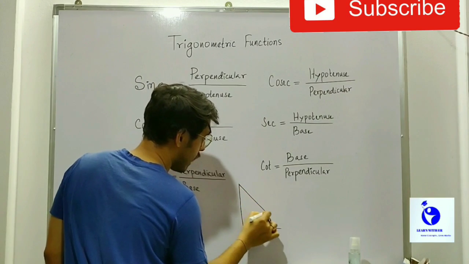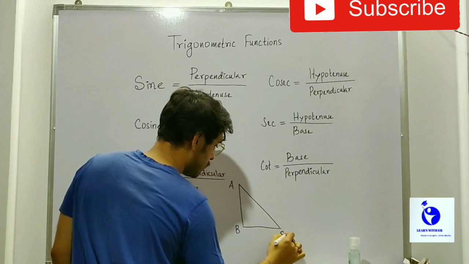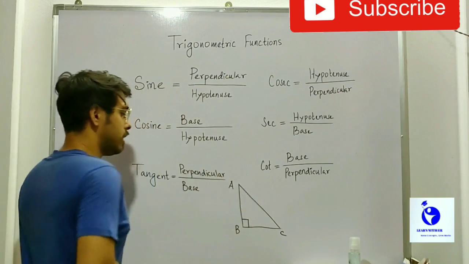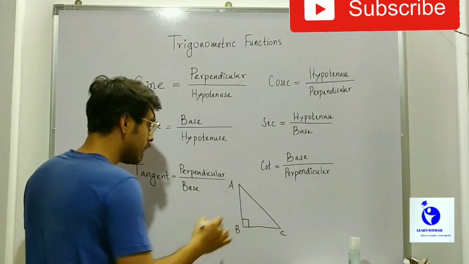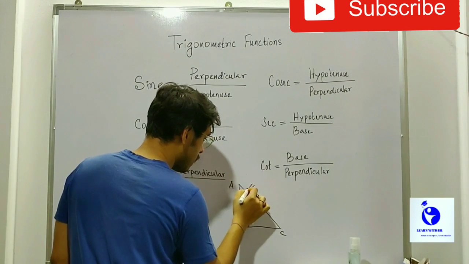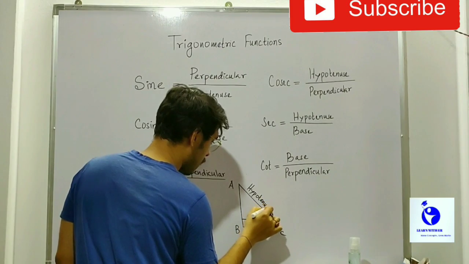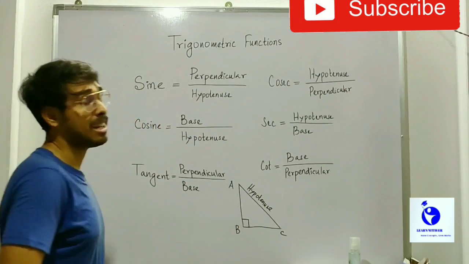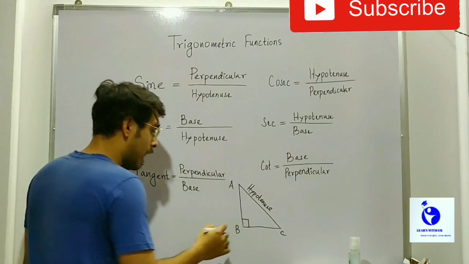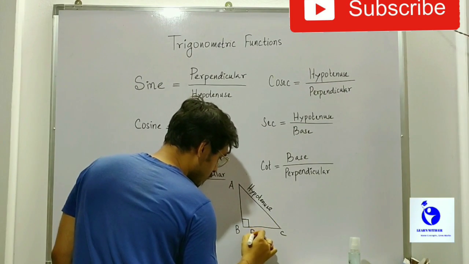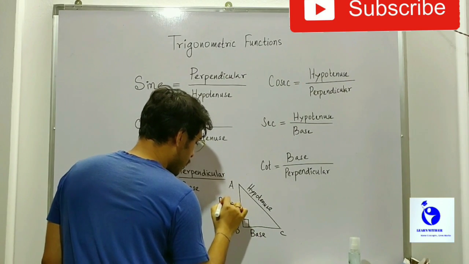So imagine this is a right angle triangle. Let us say this is A, B and C, where we have the angle at B, which is a right angle, which is 90 degree. So this AC is known as the hypotenuse of the triangle. The hypotenuse is actually the largest side of the triangle. Then we have BC. BC is the base and AB is the perpendicular.